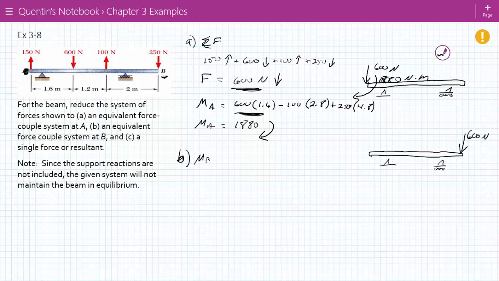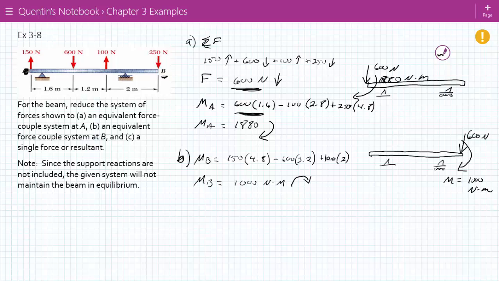So the moment at B is what? Well, you have 150 times 4.8, minus 600 times 3.2, plus 100 times 2. So the moment at B turns out to be 1,000 newton meters. And in which direction? Again we defined that first one as positive, so it's in that direction. Therefore we have to add in this moment of 1,000 newton meters, and that is your equivalent at B.